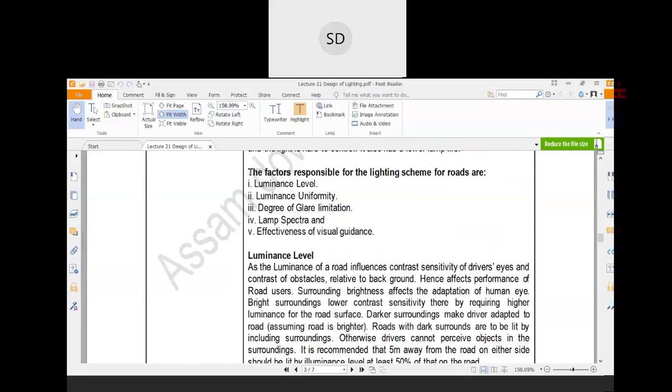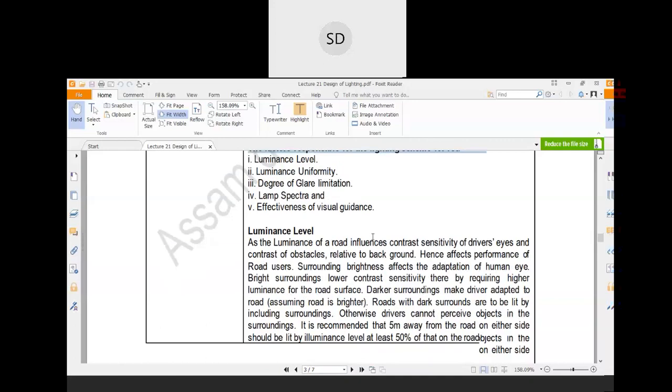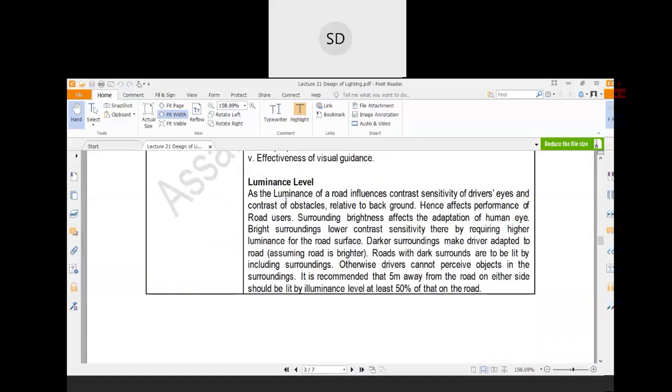Now, this is important. The factors responsible for the lighting scheme for the roads are luminance level, luminance uniformity, degree of glare limitation, lamp spectra, and effectiveness of visual guidance. Let us discuss all these things. So the first one is luminance level.